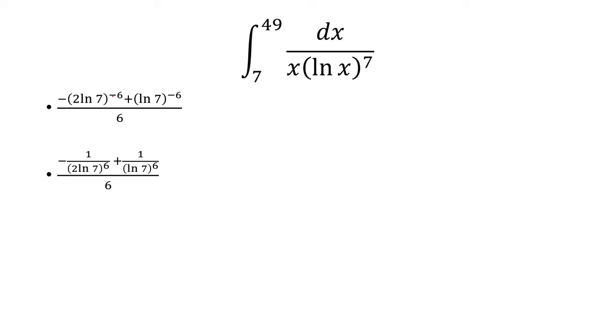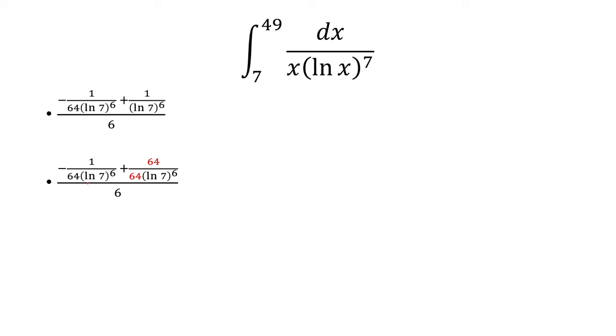Now I want to get rid of the negative exponent, so I'm just going to do 1 over that entire thing. So that's why we have 1 over 2 ln of 7 to the 6th, and then plus 1 over ln of 7 to the 6th. Now the 6 applies to the 2 and the natural log. So we're going to have 2 to the 6th, which is 64, and then ln of 7 to the 6th, and then everything else stays the same.